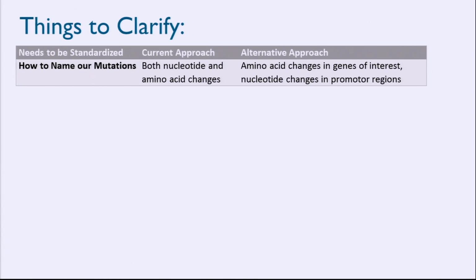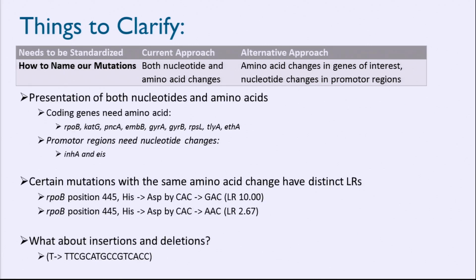This was just discussed a minute ago and much more beautifully than I'm going to, so I'll skip over that. The next question that came up is how we're going to name the mutation. So do we want the nucleotide? Do we want the amino acid? Do we want both? From the RESEC-TB database, what we've ended up settling on is presentation of both. And the reason is that depending on the gene of interest, one of them may be more relevant than the other.